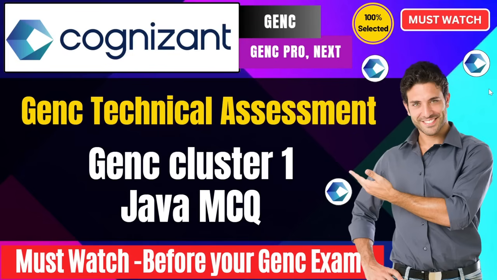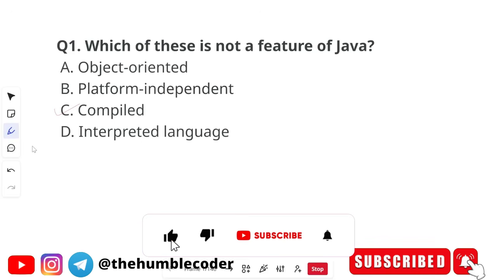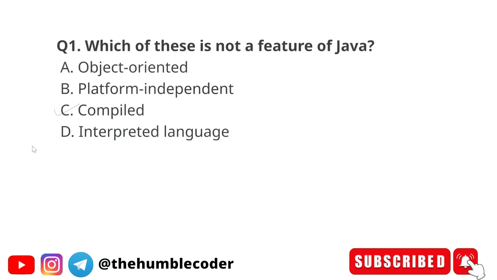So let's get started with the first question. Which of these is not a feature of Java? The options are object oriented, platform independent, compiled, and interpreted language. So guys, the correct answer for this one will be compiled. Java is basically known for its object oriented, platform independent, and interpreted language, right? Compiled languages are directly converted into machine code, which is not a feature of Java. That is why the correct answer of this question is option number C.